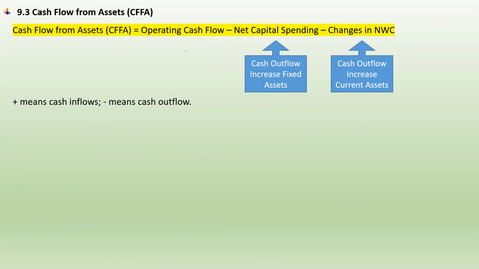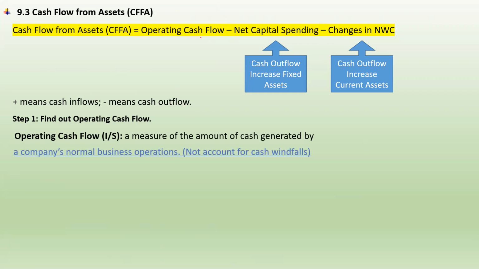So in the formula, plus means cash inflows, so the operating cash flows are cash inflows. Because of the operation, the firm generates cash inflows; minus means cash outflows. So first, of course, we need to find out the operating cash flows. This is a measure of the amount of cash generated by the company's normal business operation. It doesn't account for cash windfalls. So what is cash windfalls? For example, if the firm sells some equity and generates some cash inflows, that is cash windfalls. It's not the company's normal business operation.